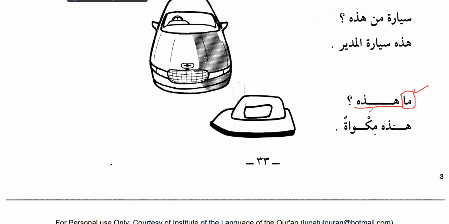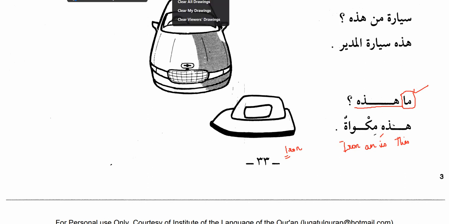So ma hadhihi mikwatun. Now this hazihi is translated as this is. And what should I put, a or an? If I see mikwatun, it's iron. Okay, and iron has a vowel I, so I will use an. This is an iron. So this is how you're going to translate.